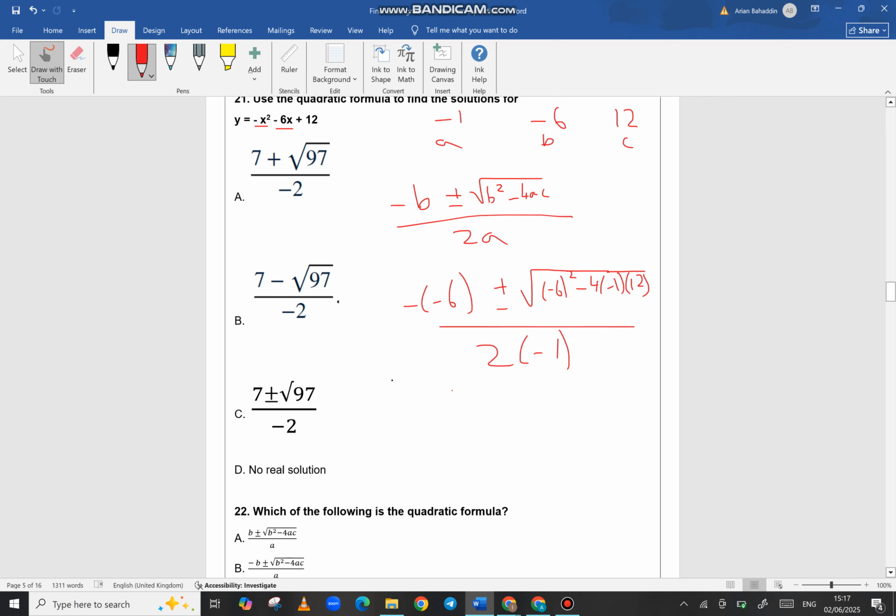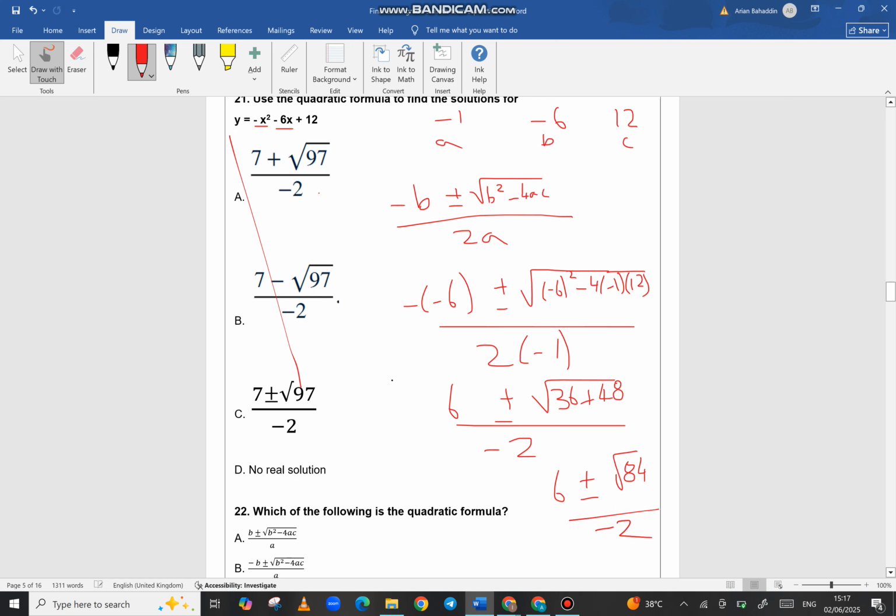Now, that's going to be 6 plus or minus the square root of 36. This becomes a plus because 2 minuses. So it's plus 48, divided by minus 2. This becomes 84. So the correct answer here would be 6 plus or minus the square root of 84 over minus 2.